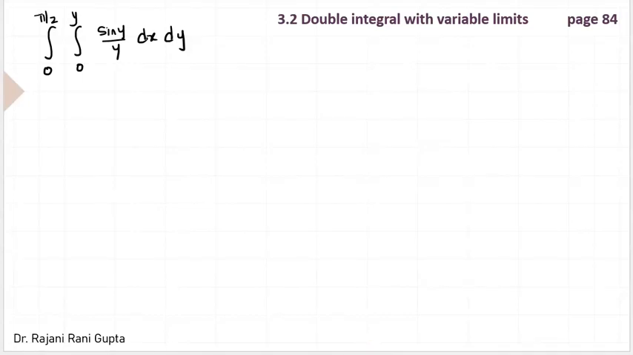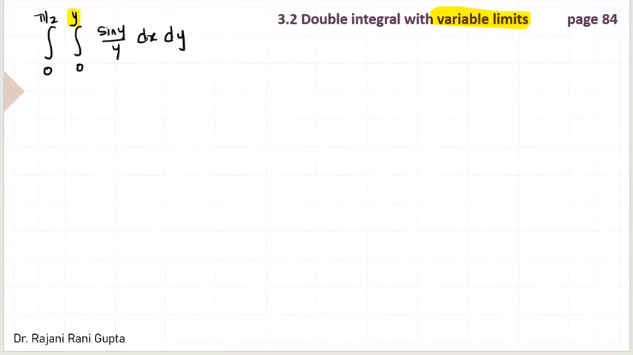Hello everyone. In this video we will see how we evaluate double integrals with variable limits. It means one of the limits will be in terms of a variable, like you can see in this example, the limits are from 0 to pi by 2 and 0 to y. This is a variable instead of a constant, which we saw in 3.1 in the previous video. Okay, so let's see how we work in this case.